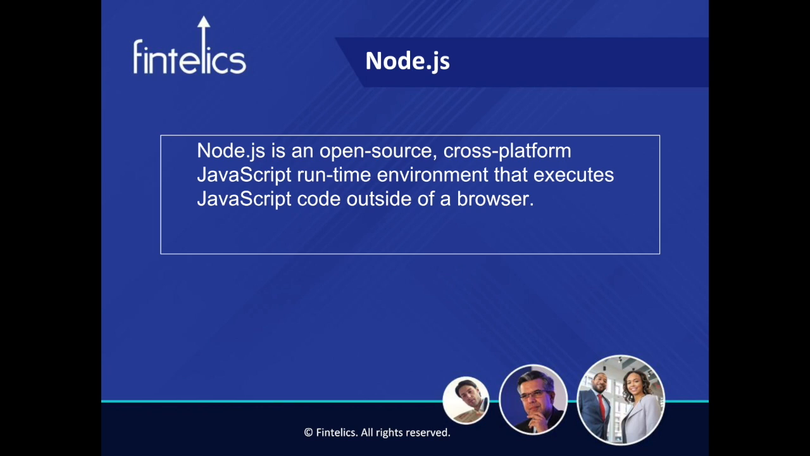So what is Node.js? Node.js is an open source, cross-platform JavaScript runtime environment that executes JavaScript code outside of a browser. Notice that the important message here is that Node.js is not a programming language. It is simply a JavaScript runtime that allows you to run JavaScript. A lot of people are confusing Node.js with JavaScript. They're not equivalent with each other. Node.js is written in C++.